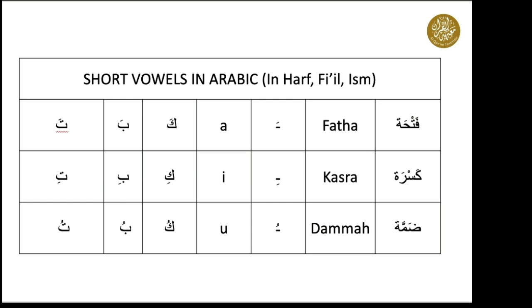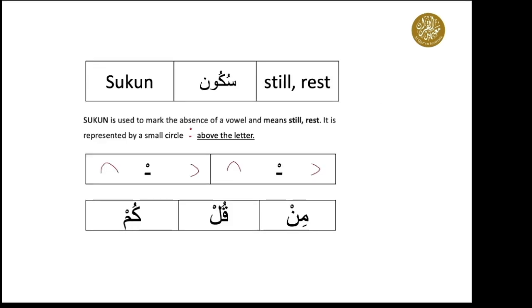Short vowels make a short sound as a, e, u, which is indicated by their harakat with fatha, kasra, or dhamma. Here are some examples. When harakat fatha is used, the sound is like a. Example, ka, ba, ta. When harakat kasra is used, the sound is e. Examples, ki, bi, ti. When harakat dhamma is used, the sound is u. Examples: ku, bu, tu.